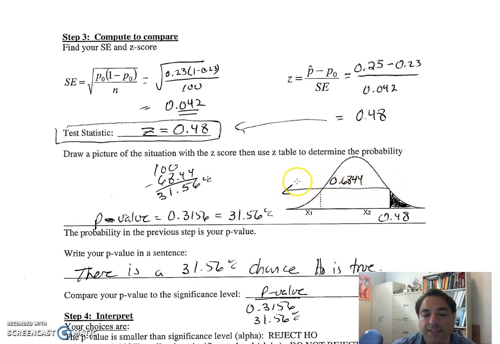Remember, the table always tells you less than. We're looking for more than. We're looking for more than. So we do 100 minus 68.44, and we get 31.56%, or a p-value of 0.3156.